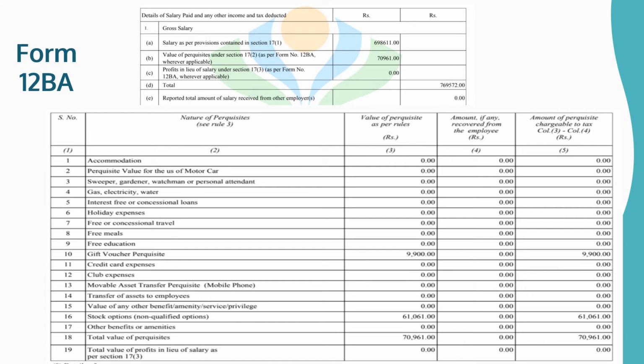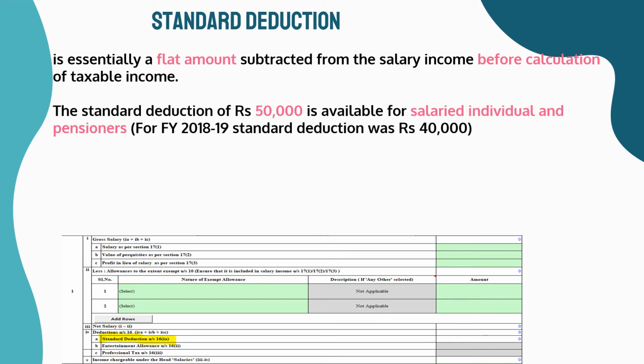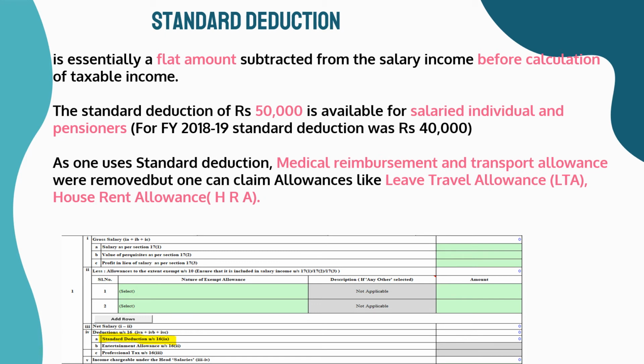The standard deduction is essentially a flat amount subtracted from the salary income before calculation of taxable income. The standard deduction of 50,000 rupees is available for salaried individuals and pensioners. For FY 2018-19 the standard deduction was 40,000 rupees. As one uses the standard deduction, medical reimbursement and transport allowance were removed. But one can claim allowances like leave travel allowance (LTA) and house rent allowance (HRA). Note, if you go in for the new tax regime, then you cannot claim the standard deduction.